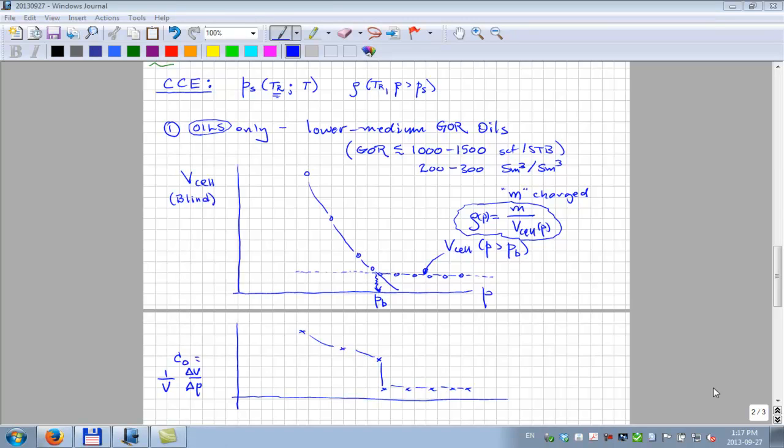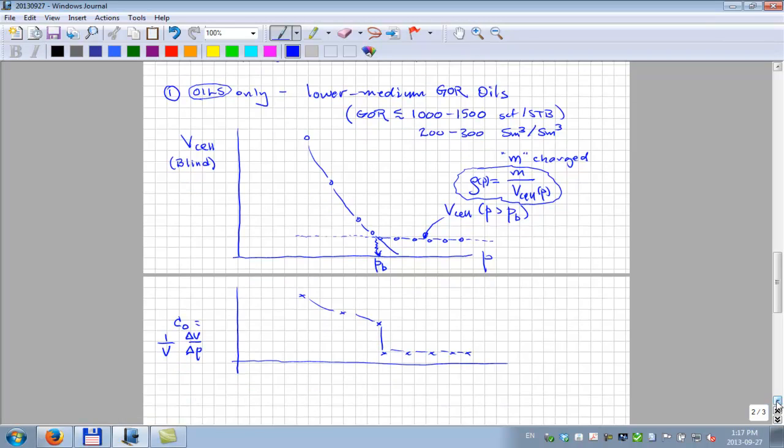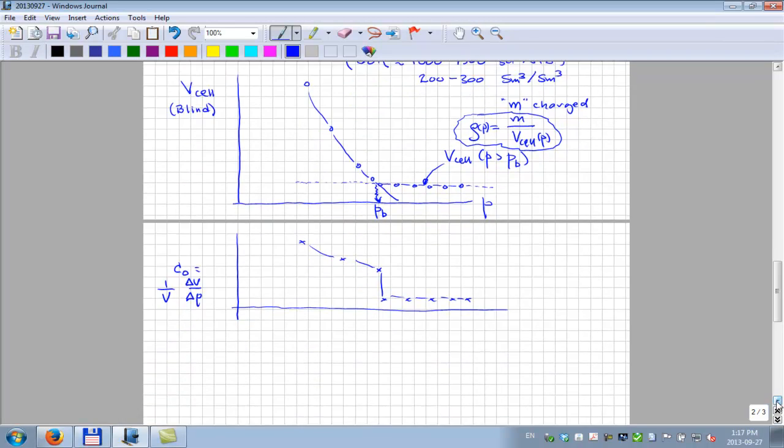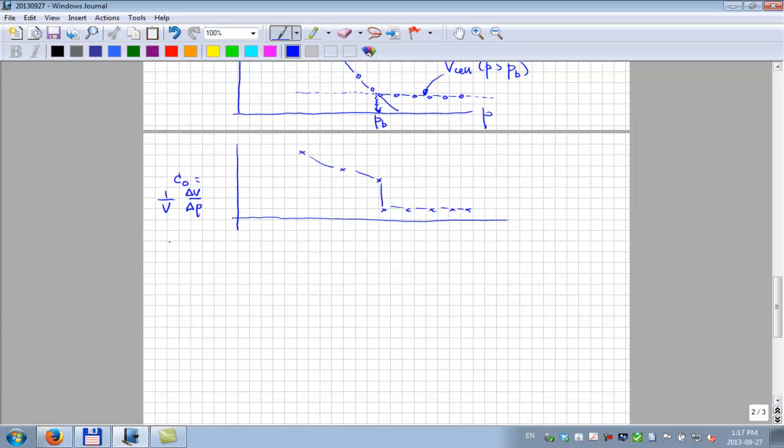Okay, so we'll continue on here. So now we're going to talk about the CCE test for basically all fluids with gas-oil ratios greater than about 1,500 to 2,000. It would be 300-ish to 400 standard cubic meters.